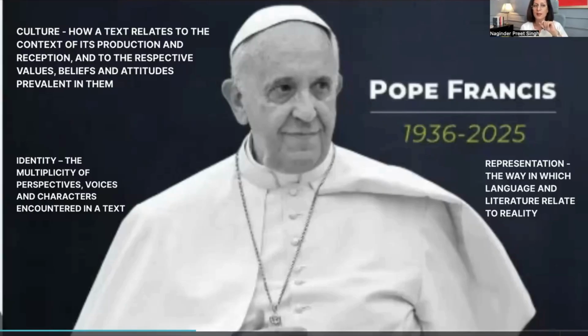When you look at this example, the concept of culture says how a text relates to the context of its production and reception and to the respective values, beliefs, and attitudes which are prevalent in them. When you look at identity, we look at the multiplicity of perspectives, voices, and characters that are encountered in a text. And when we look at representation, it is the way in which language and literature relate to reality.